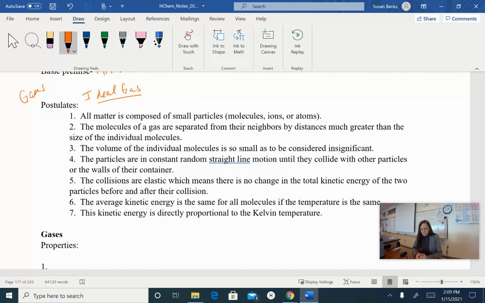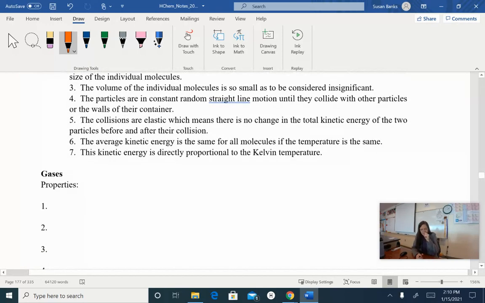Number 5, the collisions are elastic, which means that there is no change in total kinetic energy, the energy of motion, speed, and mass. There's no change in that kinetic energy of the two particles before or after they collide. So the energy into the collision equals the energy out of the collision, which means that the velocity that the molecule is traveling in before it hits is going to be the same as the velocity after the molecule is done with the collision. Okay, we don't lose any energy.